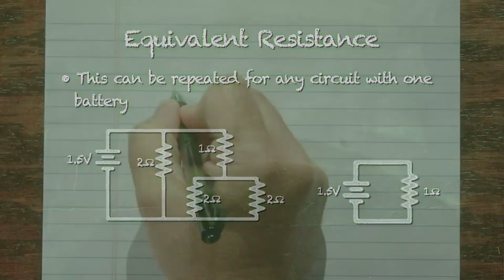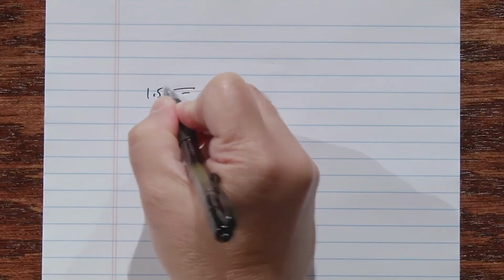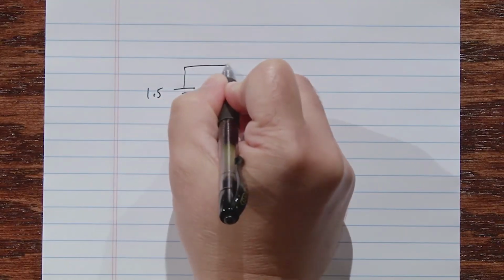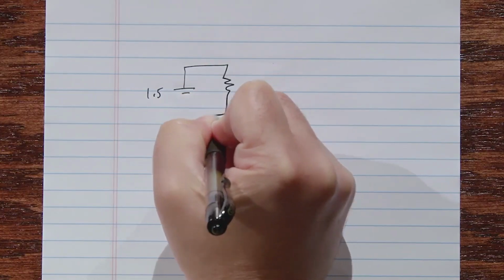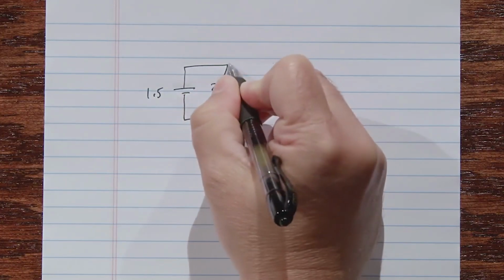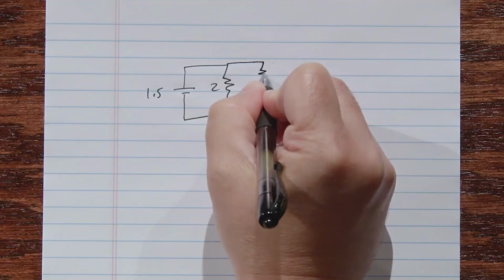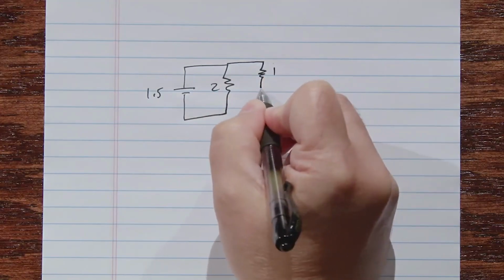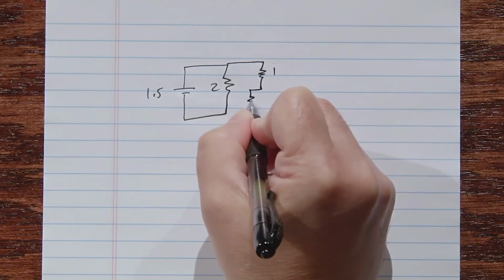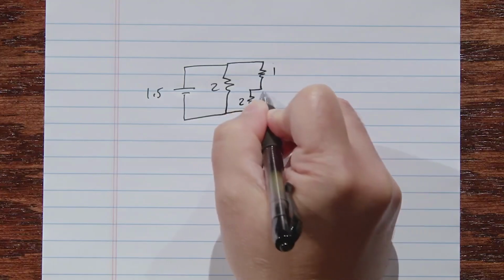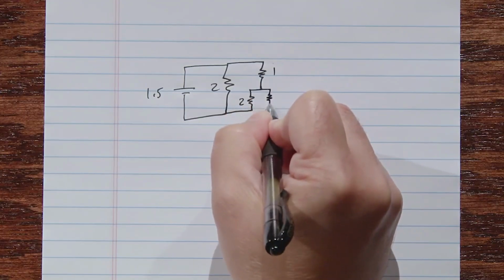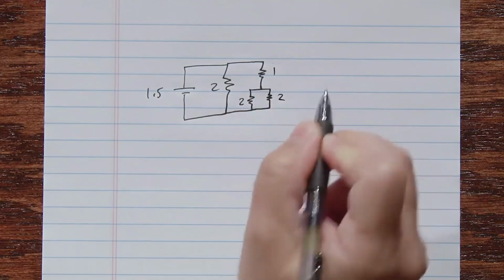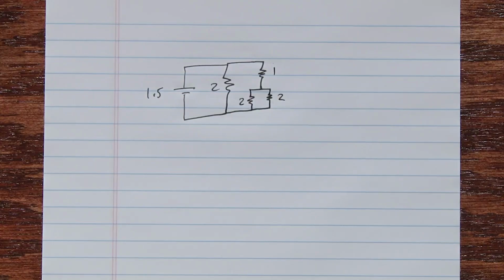Let's draw our circuit. We have 1.5 volts, and then we have a 2 ohm resistor and a 1 ohm resistor and a 2 ohm resistor and a 2 ohm resistor. Okay, let's see what we can do with that.